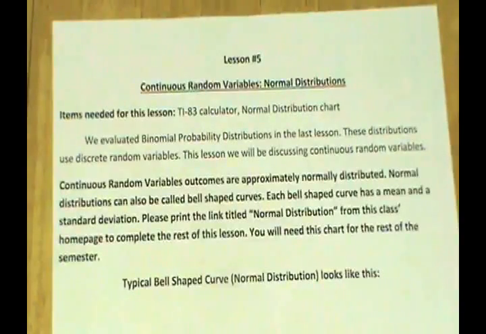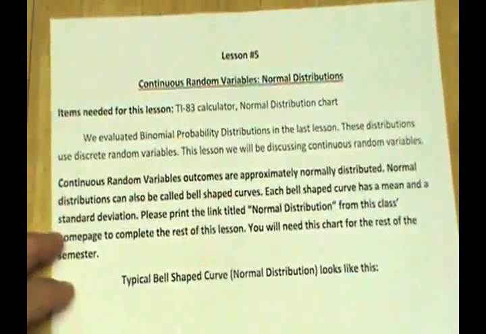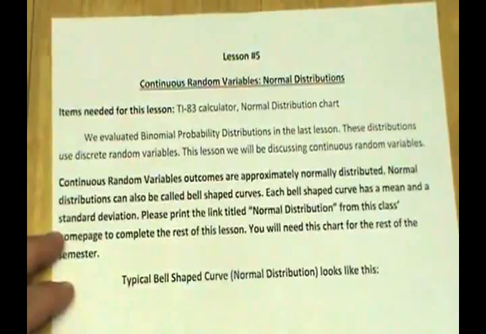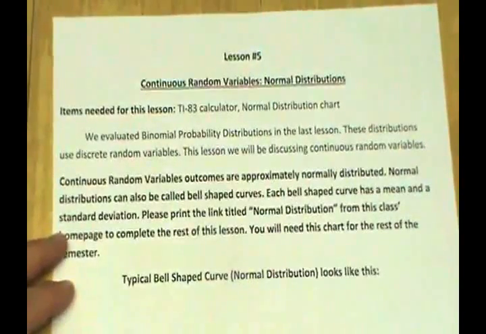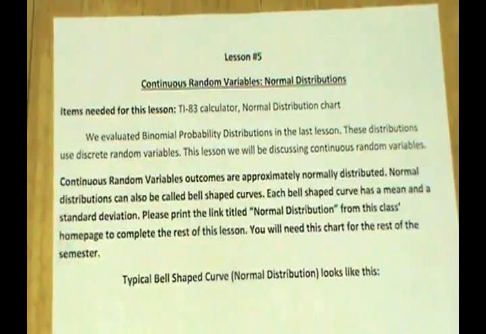Hi class, we're working on lesson number 5, and lesson number 5 is continuous random variables, and it's also called normal distributions. We just got done with the end of lesson number 4 where we showed the difference between a discrete random variable versus a continuous random variable. If you remember, a continuous random variable can have fractions or decimals, where a discrete cannot.